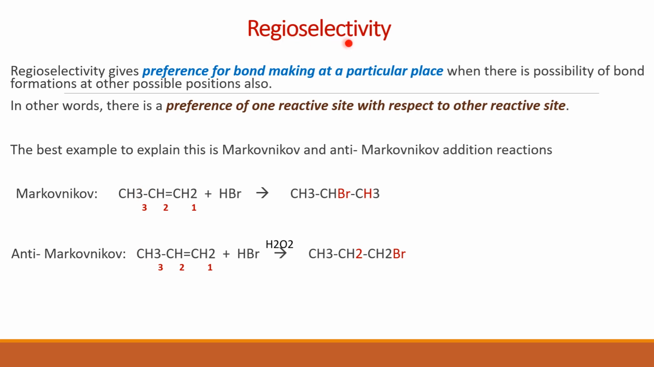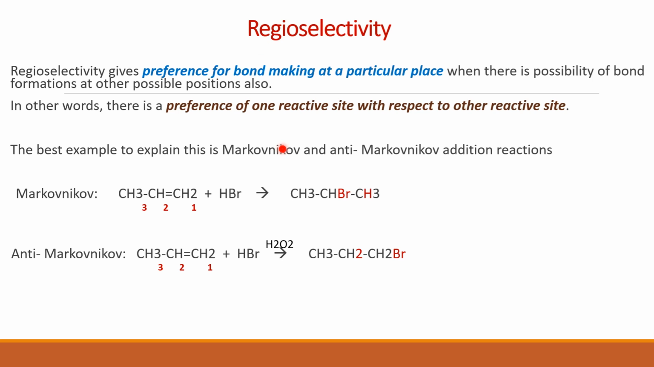So this is called regioselectivity: preference for bond making at a particular place when there are two or more positions available for bond formation. Have you all understood this? So have you understood the difference between regio and chemo? Can anyone just quickly tell me two keywords for regio and chemo?